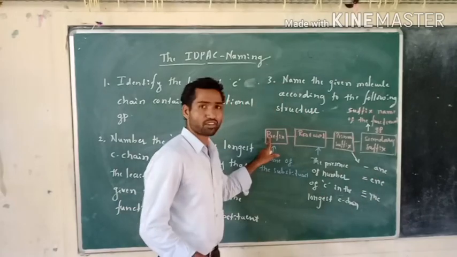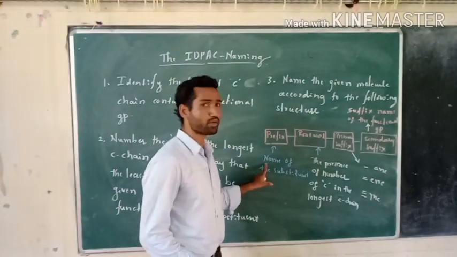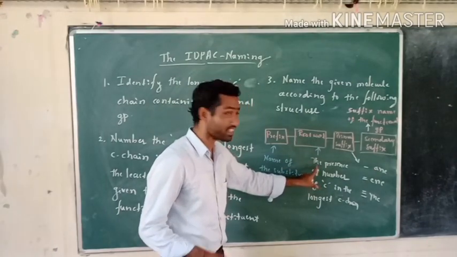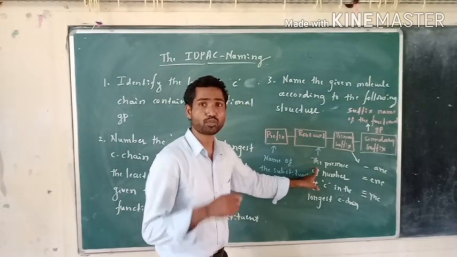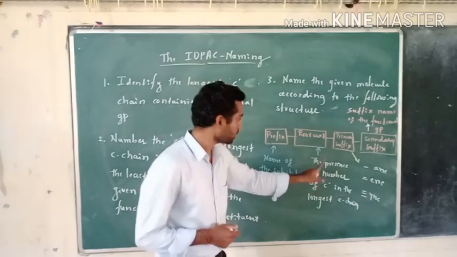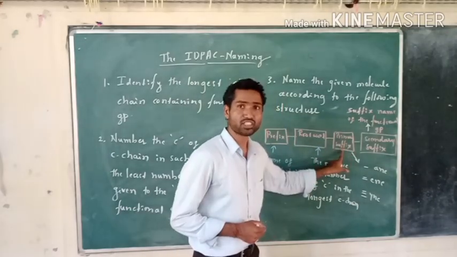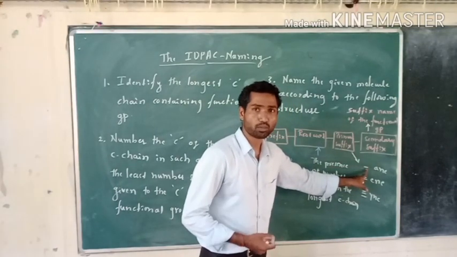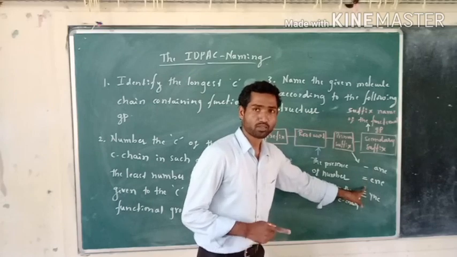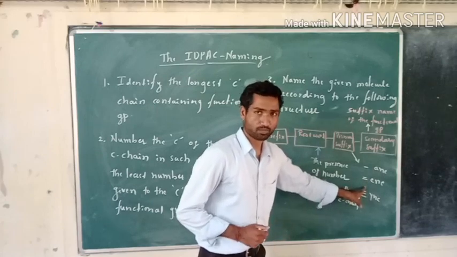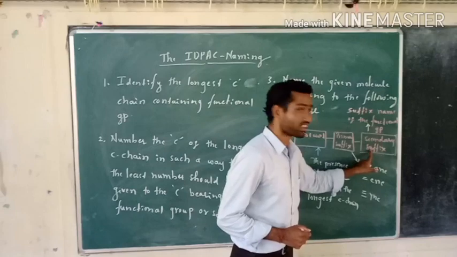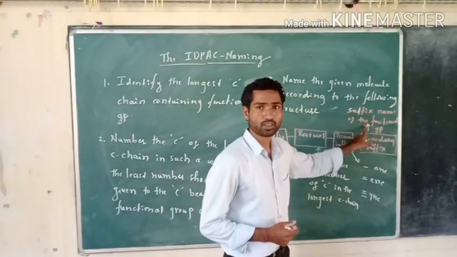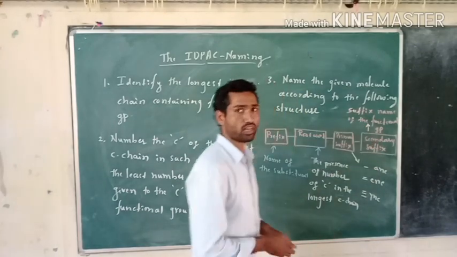So what does the prefix indicate? It is the name of the substituent. The root word indicates the number of carbons present in the longest carbon chain. The primary suffix indicates the presence of a single bond, double bond or triple bond in the identified longest carbon chain. The secondary suffix is the name of the functional group, which we have to understand.